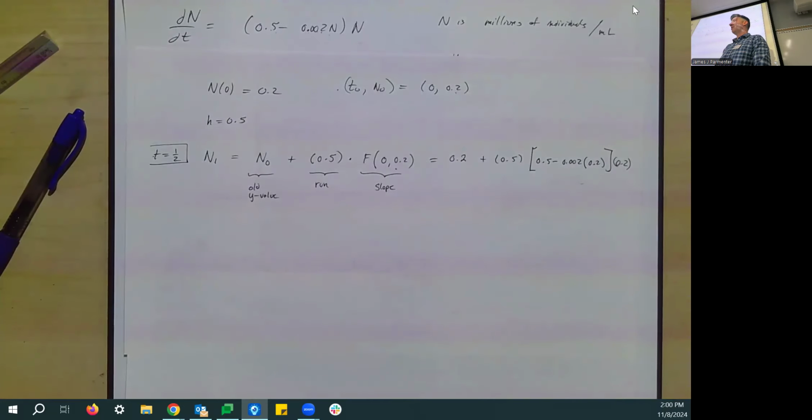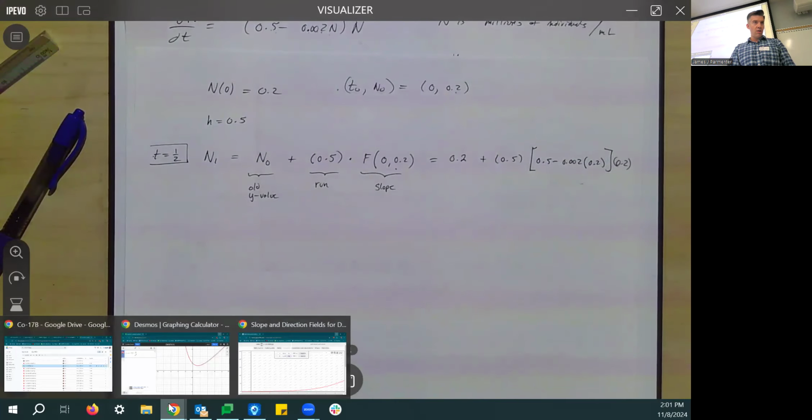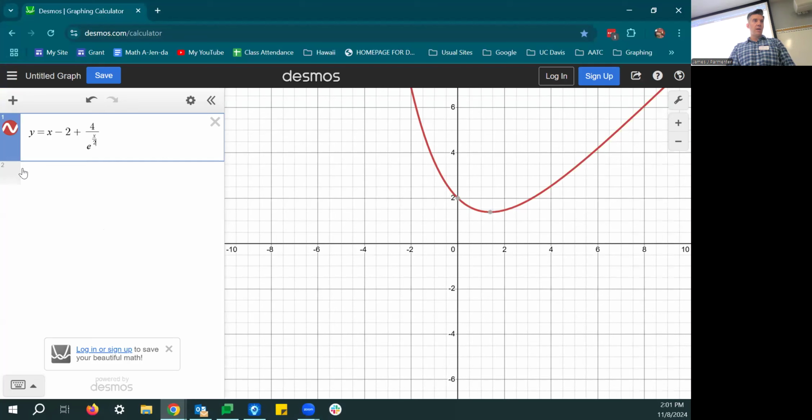One thing I'll say that could make your life easier to do this is if you went over to Desmos or some graphing utility. If you went back to Desmos here, sorry, where'd you go? There you are. And you said, okay, I'm going to put in my differential equation. So essentially I'm going to say y equals 0.5.